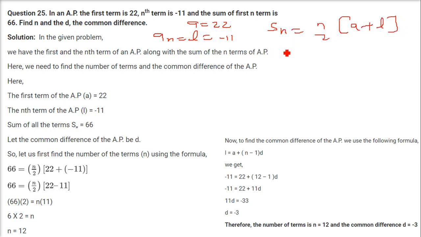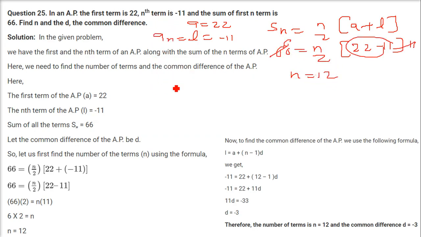So sum is 66 equal to n by 2. We don't know n. We have to find out a plus l. So 22 plus minus 11. So 22 minus 11, this will be 11. So 11 6s are 66, and 6 into 2 is 12. So n is going to be 12.